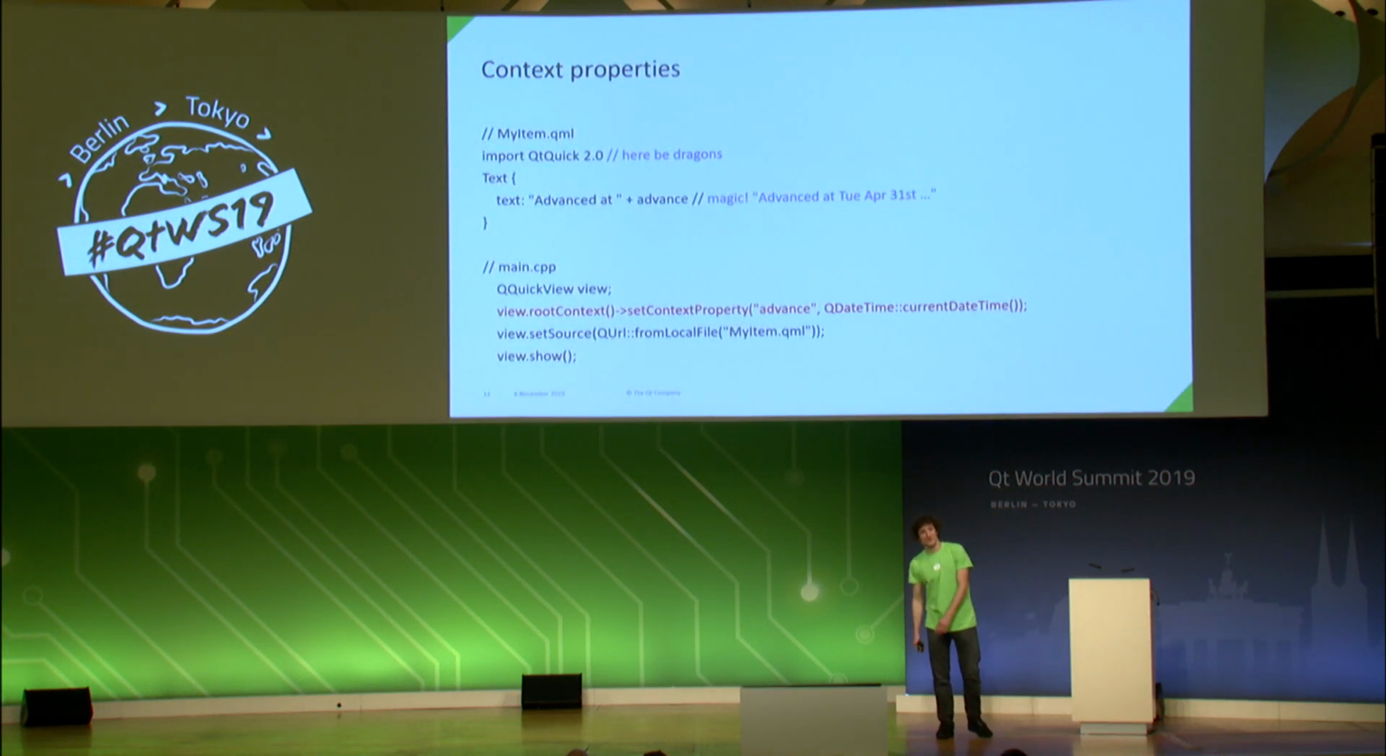Now, next thing we'll talk about is context properties. Those are actually related to unqualified lookup in the root scope. Now, what do we have here? We have some text that says something advanced at, apparently a date, and we add that date to the root context. You see that red line there? It basically adds this to the root context of your view, which is the root context of the QML engine. And when you do that lookup for advanced there, it goes through all the context hierarchy and eventually it finds that thing.